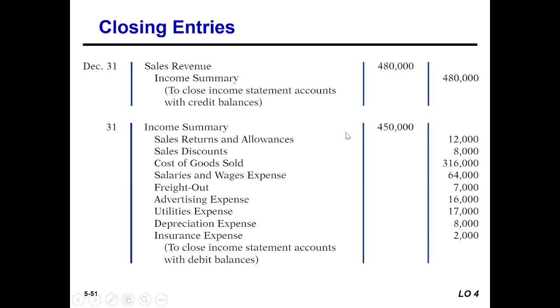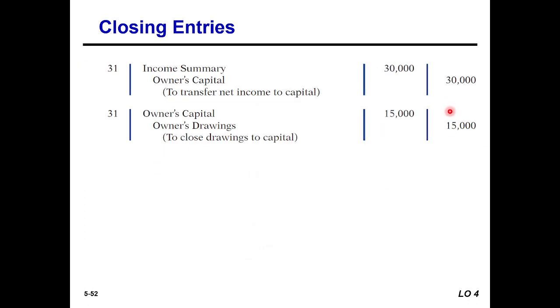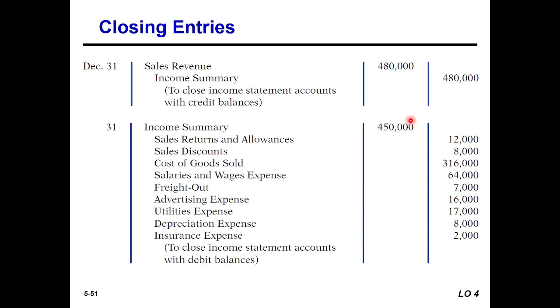Here we can see one point. The sales revenue is 480,000 and income summary is credited 480,000, and here income summary is debited 450,000. So the income summary credit balance is 30,000. This 30,000 must go to the capital balance, that means owner's capital. It could be a loss. Suppose here it is not 450,000 but 510,000. Then the 30,000 would be a loss.